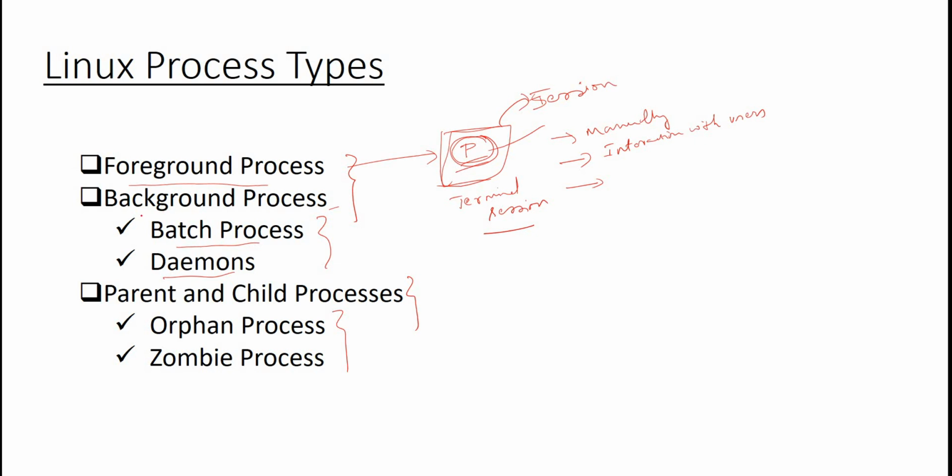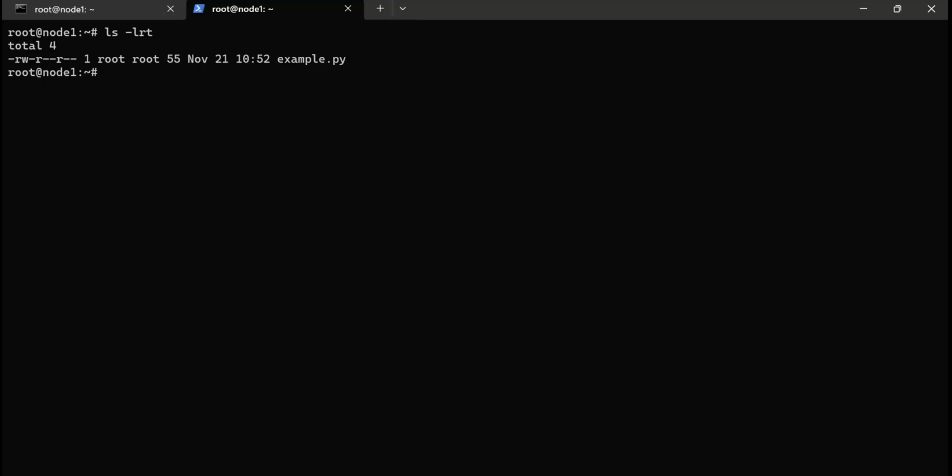So now let's log into a terminal session and see how we can start a background process. Let's take the same example for the background process as well. So here we have example.py. Let's execute this Python program as a background process. For that, we'll execute the same command. At the end of the command, we have to provide an ampersand to run this process in the background. So let's execute this. Now we can see a process with PID 2964 is created.